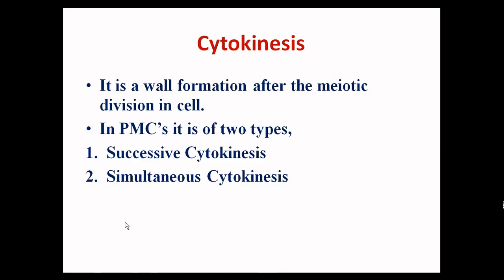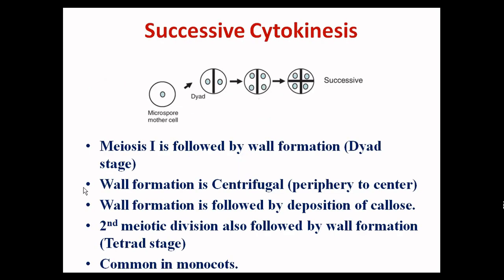Now we will talk about cytokinesis. Cytokinesis is nothing but the wall formation after the meiotic division in the cells. This cytokinesis is basically of two types, successive cytokinesis and simultaneous cytokinesis. The first type is successive cytokinesis. Here meiosis 1 is followed by wall formation, and hence there is a presence of the diad stage in the development process, and this wall formation is centrifugal, that is it forms from periphery to the center.